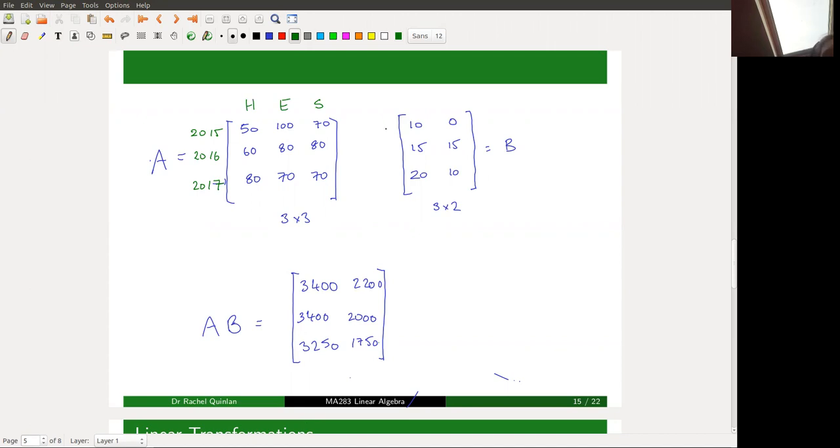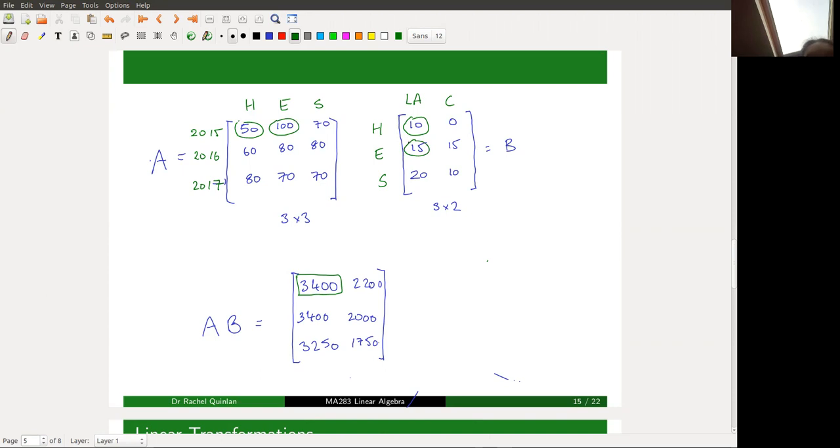In B, the rows were labeled by the humanities students, the engineering students, and the science students. And the columns were the number of credits that each student takes in linear algebra and in calculus. So a student in engineering, for example, takes 15 credits of linear algebra and 15 credits of calculus. Okay, so when we take this product AB, what are we looking at? Well, the top left entry of AB, let's look at that. Where did it come from? Well, it came from 50 students in humanities in 2015, taking 10 credits each of linear algebra, plus 100 students in engineering in 2015, taking 15 credits each of linear algebra.